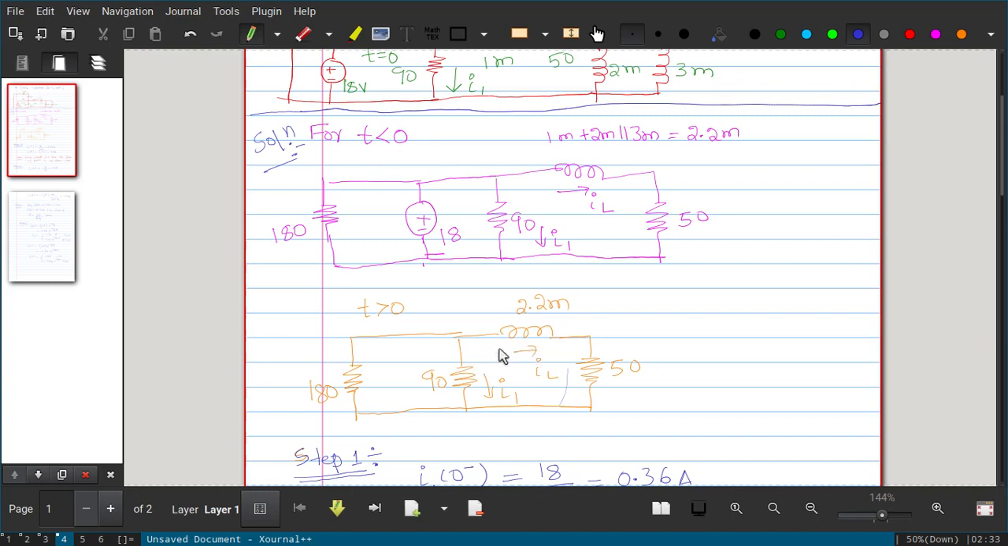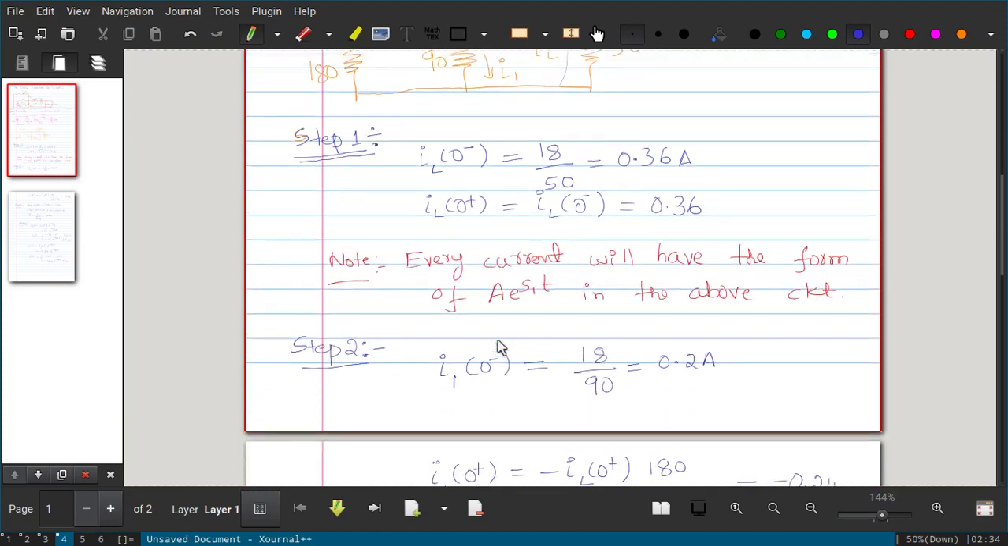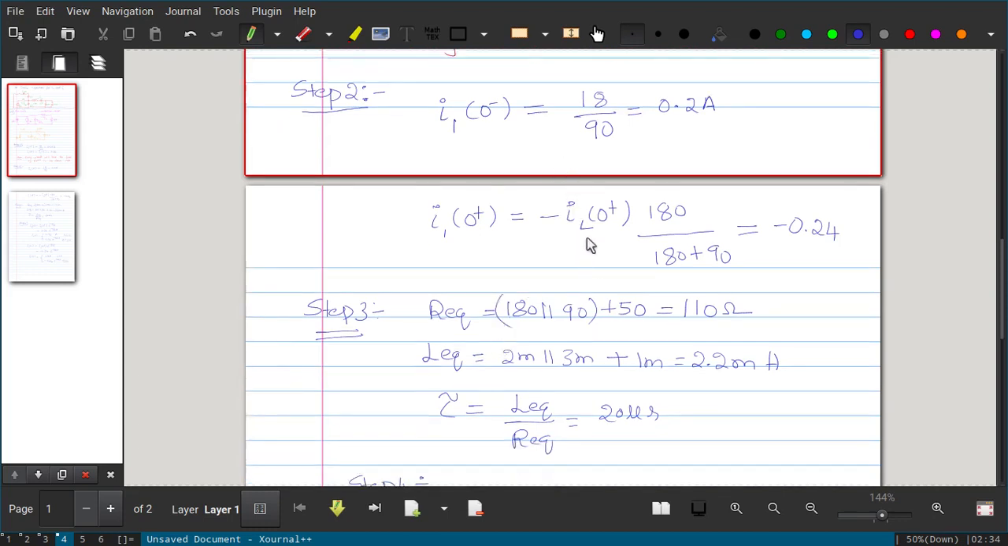For that, the input current for this one is minus IL, because IL is in this direction and I1 is downward. So I have to take IL as minus. So minus IL, and the current divider formula is the resistor of the other branch, that is 180, divided by the total resistance, 180 plus 90. So I1 will be minus IL into 180 divided by 180 plus 90. You just refer to the current divider formula, then you can write. The only doubt will be why IL is negative: because the IL direction is this side, but I1 is downward. So that's why it should be minus. So I1 of 0 plus is minus IL of 0 plus times 180 divided by 180 plus 90, that is minus 0.24 ampere.